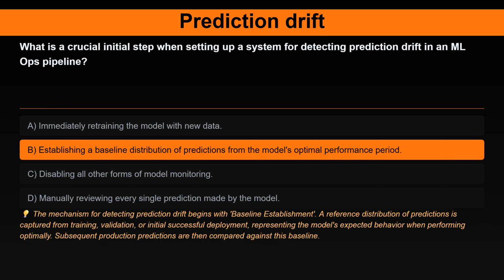The correct answer is establishing a baseline distribution of predictions from the model's optimal performance period. Here's the explanation. The mechanism for detecting prediction drift begins with baseline establishment. A reference distribution of predictions is captured from training, validation, or initial successful deployment, representing the model's expected behavior when performing optimally. Subsequent predictions are then compared against this baseline.